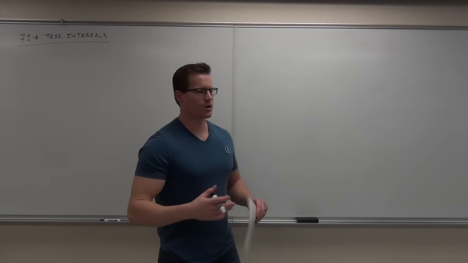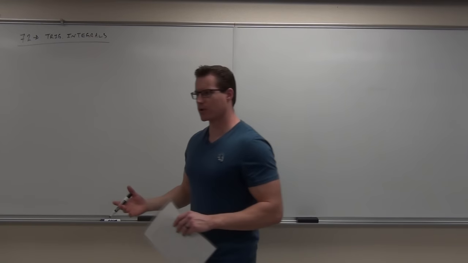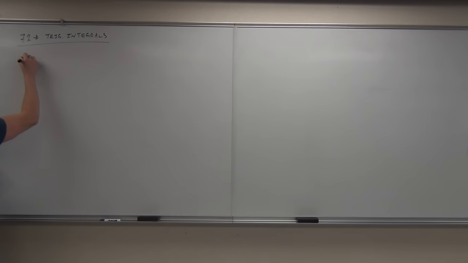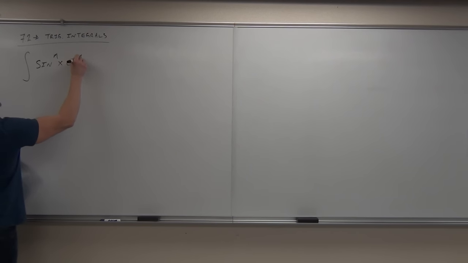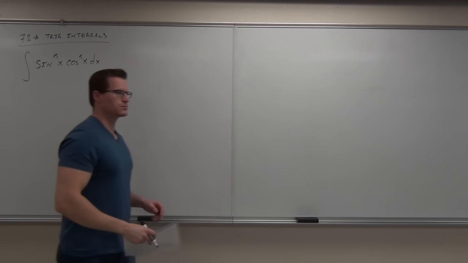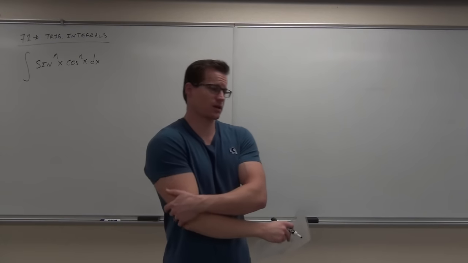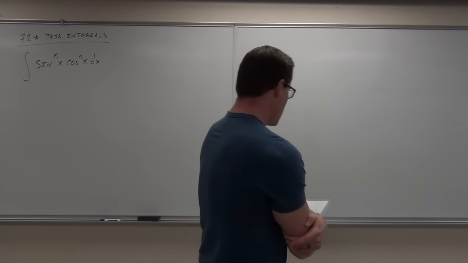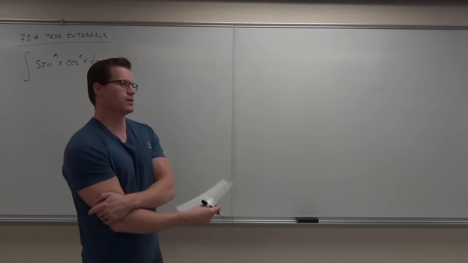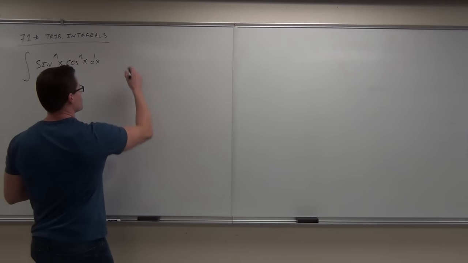The one we're going to start off with first is a very common one. We're going to start talking about what happens in your integrals when you have sine to a certain power and cosine to a certain power being multiplied together. Sine and cosine don't necessarily have to have the same power, they could, but I want you to consider the two cases that we have. So here's two cases.